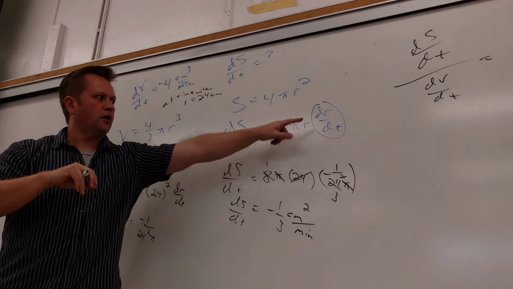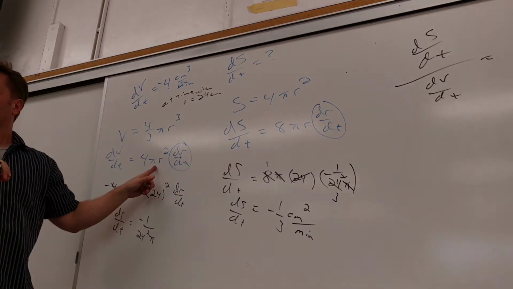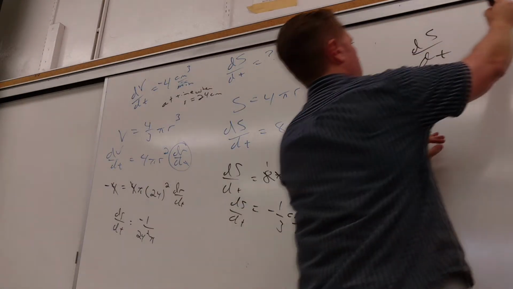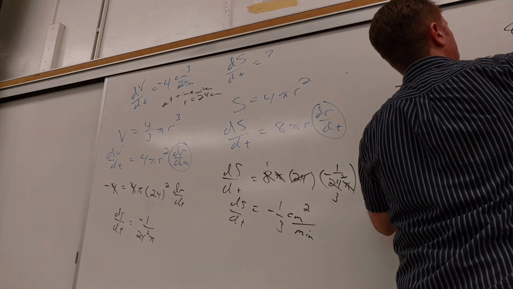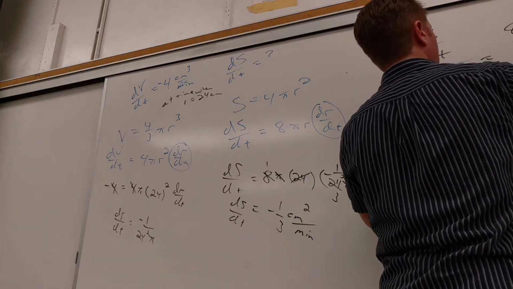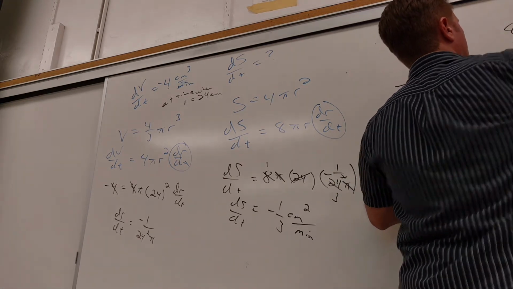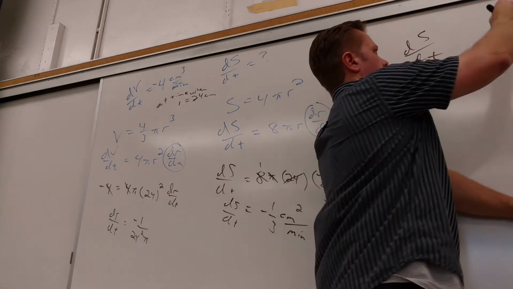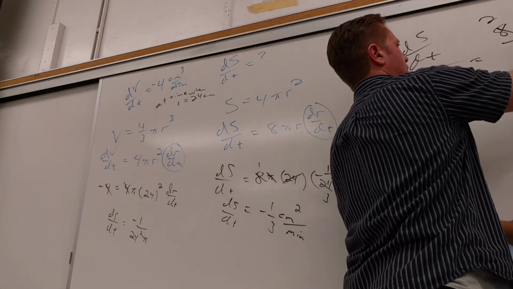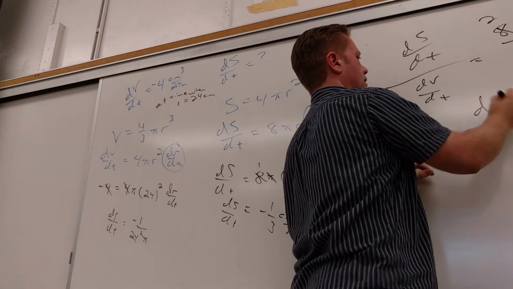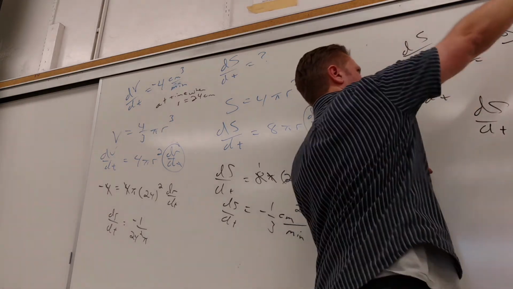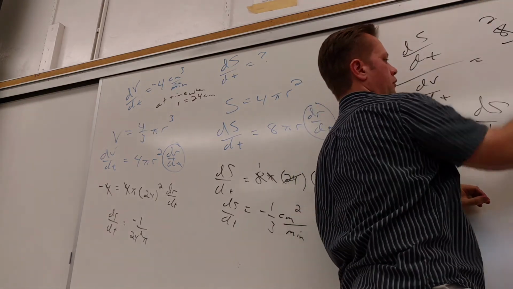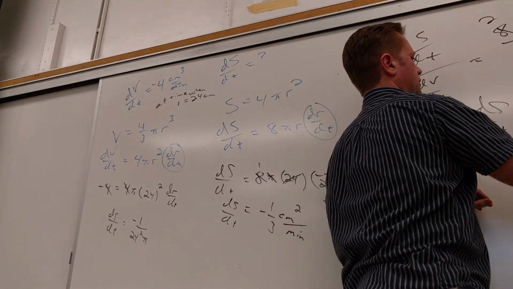Won't it be 8 pi r dr/dt divided by this, right? Yeah. Okay. So 8 pi r dr/dt divided by 4 pi r squared dr/dt. dr/dt cancels. 4 goes into 8 twice. The pi's cancel. One of the r's cancels. So I get dS/dt, multiply this up, equals 2 over r dV/dt.